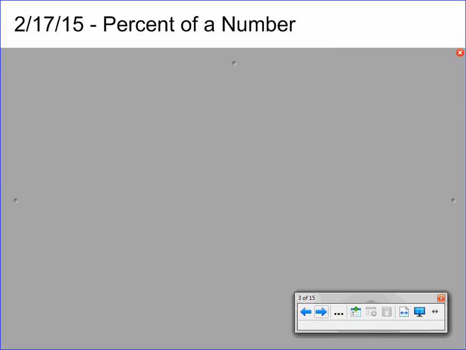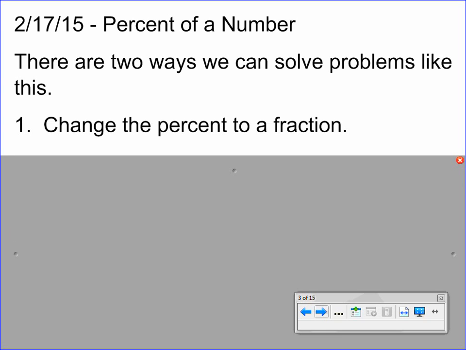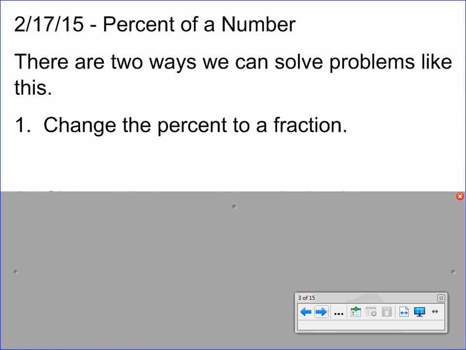When it comes to finding the percent of a number, there are essentially two ways that we can solve a problem like the one we just saw about the 80% on the math test. One way is by changing the percent to a fraction. Now, there are two different ways, and I want you to use whichever works best for you. I'm going to show you both ways the first couple times. After a while, I'm going to switch over to the method that is the quickest and easiest for me. You can continue to use whichever one works for you.